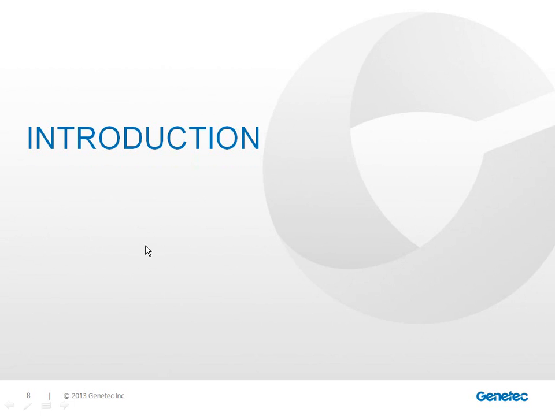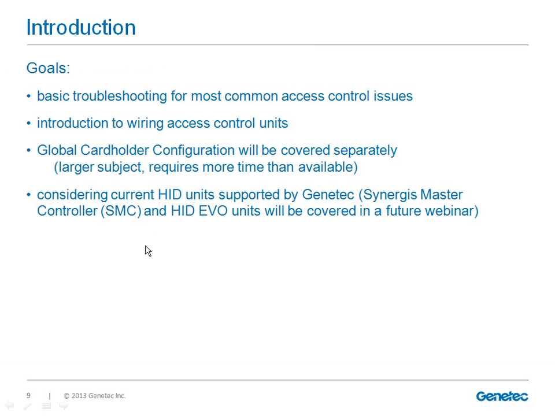So let's start out by taking a look at the goals of today's webinar and basically what we're trying to accomplish. The primary purpose of the webinar is to address some common access control problems people have encountered when working on the Security Center system. Now, there is some overlap between the different problems, but we'll try to cover it in a way that you can go back and reference it easily later on.